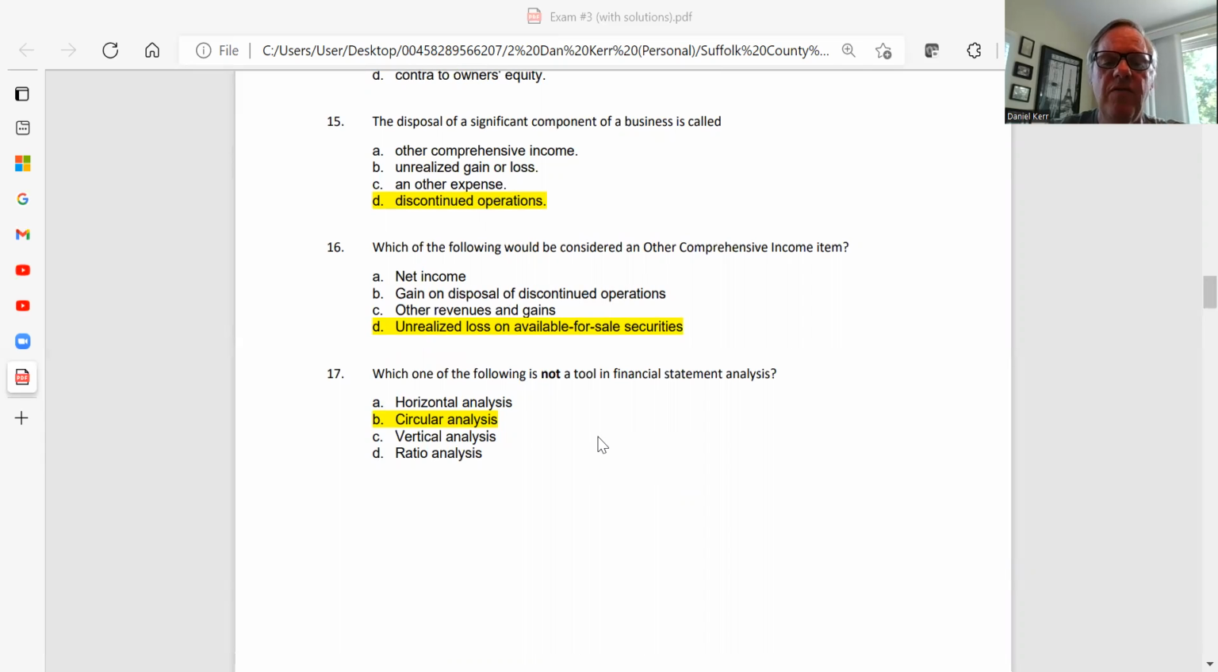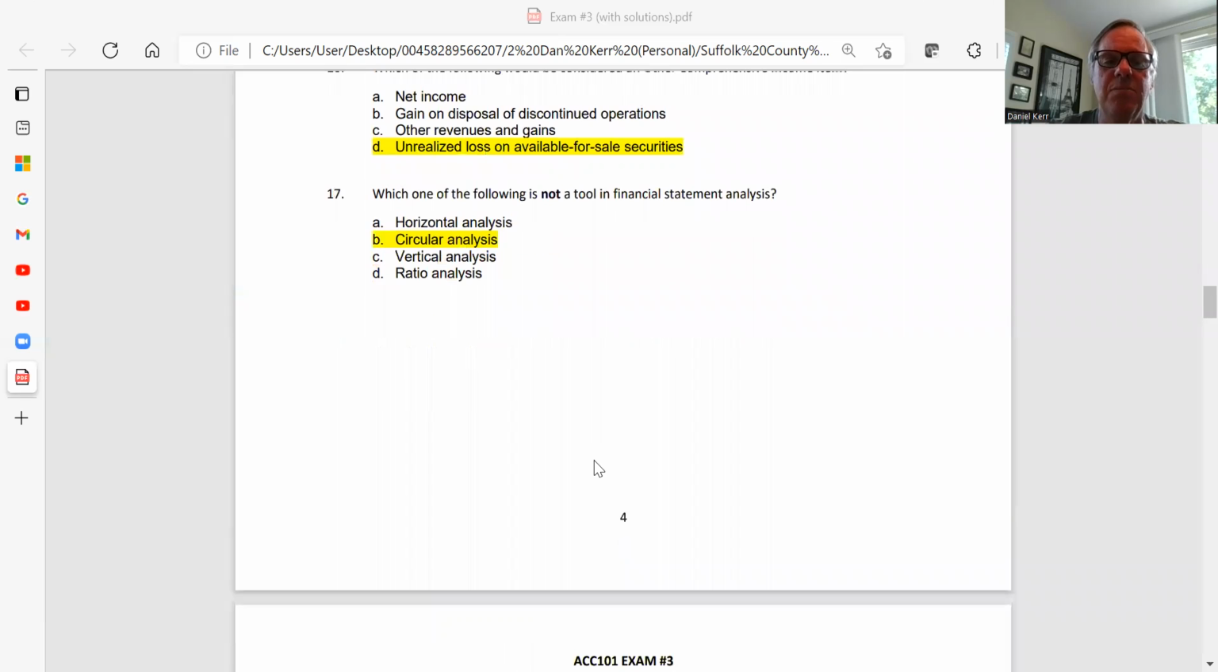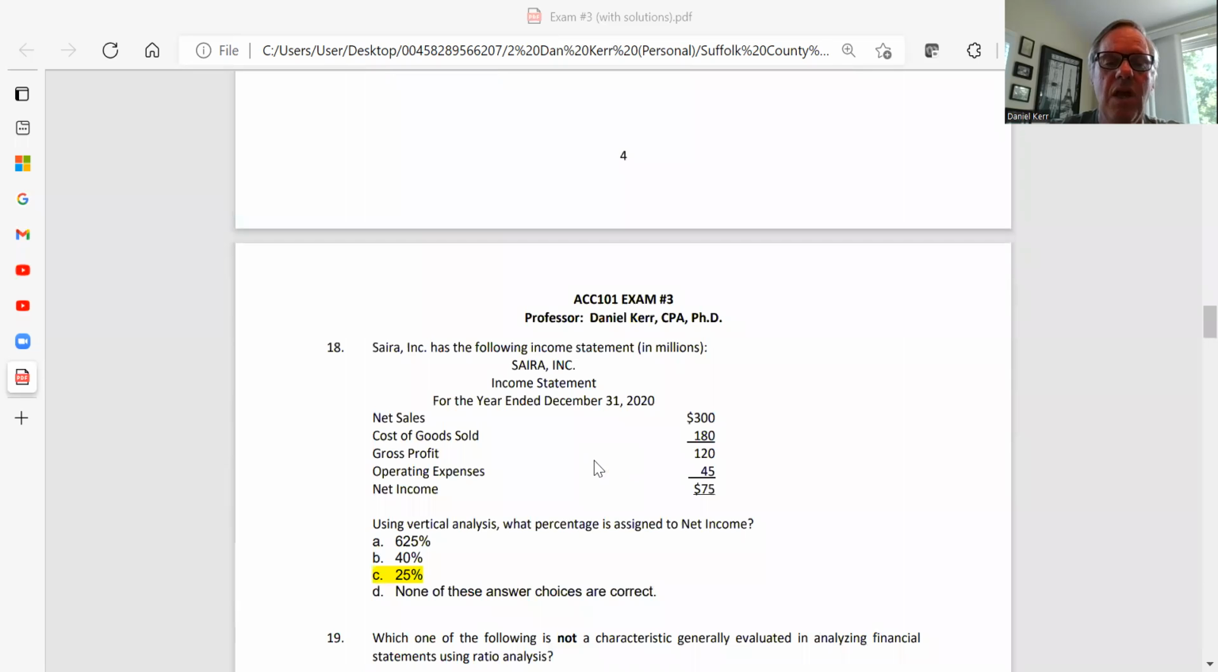So in financial statement analysis, we do horizontal analysis, we do vertical analysis, we do ratio analysis. We don't do B, circular analysis. So the answer there is B. They were looking for which of the following is not a tool in financial analysis.